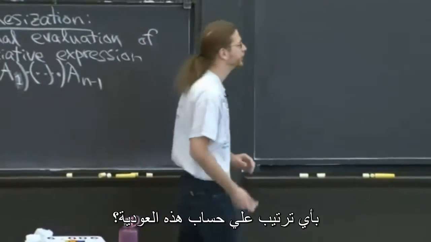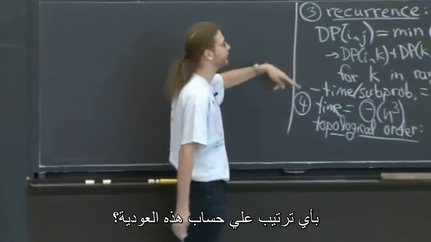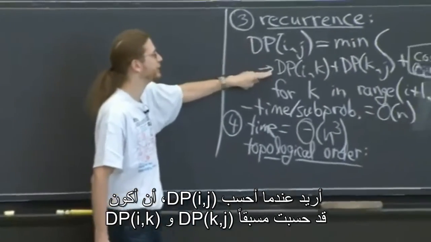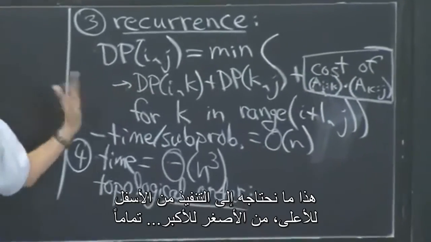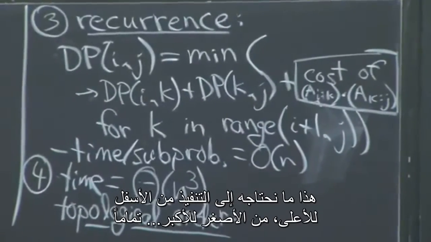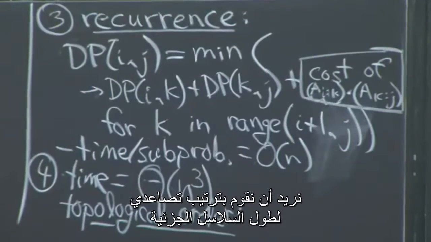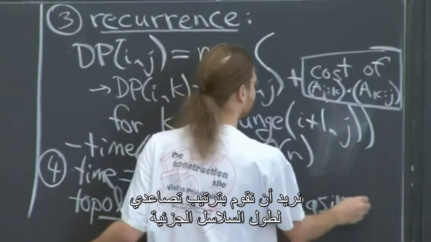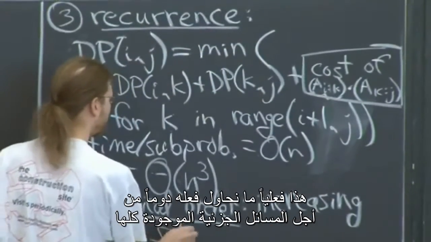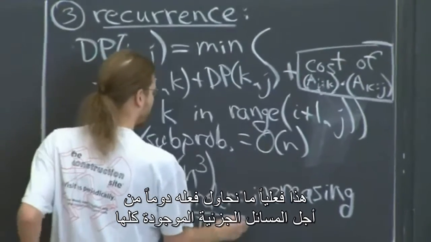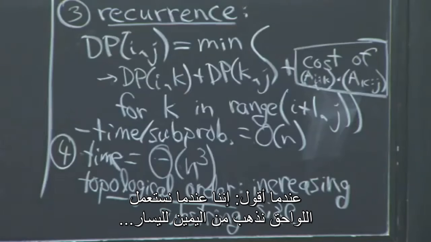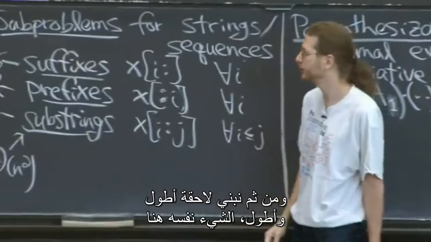So in what order should I evaluate this recurrence? I want that when I'm evaluating dp of i,j, I've already done dp of i,k and dp of k,j. This is what you need for a bottom-up execution. Small to large, exactly. We want to do increasing substring size. That's actually what we're always doing for all of those subproblems over there. When I say, oh, suffixes, you go right to left, well, that's because the rightmost suffix is nothing. And then you build up a larger and larger string. Same thing here.